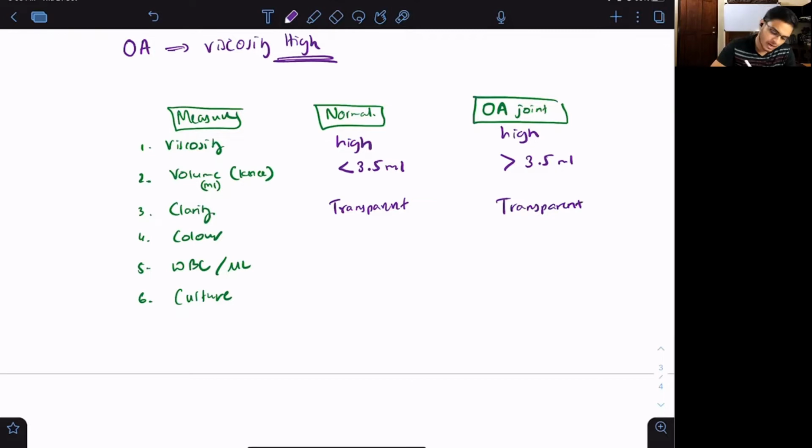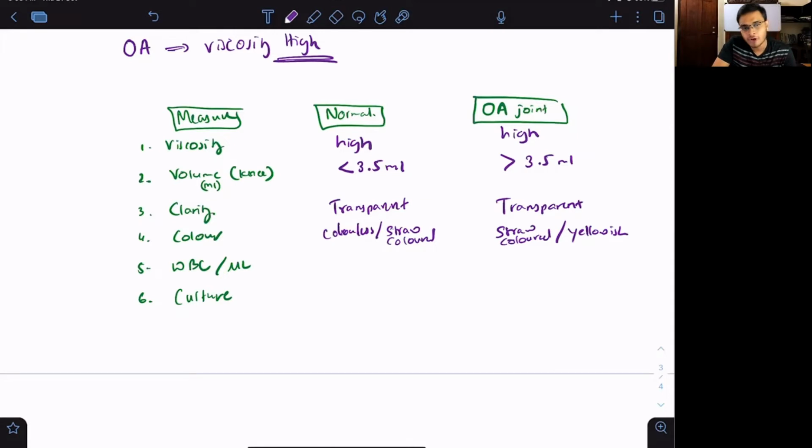Okay. Color, usually this is colorless. In the normal one, it can be colorless, or sometimes it can be lightly straw colored, we say. Osteoarthritic joint, it can be straw colored. Or sometimes, if the inflammation is a little bit more serious, it can be yellowish in appearance.